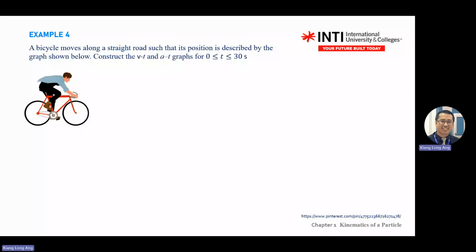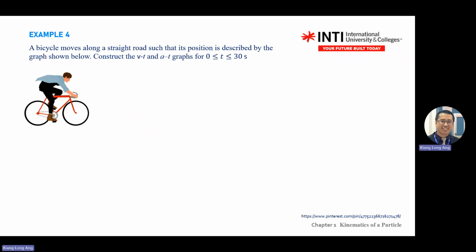Okay, now let's say you have a bicycle that moves in a straight road. Again, when you look at the question, if you see something straight, then it's a chapter 1 question, because it's a rectilinear motion, right? Shown below, it means this tutorial question gives you a graph. Construct v-t and a-t graph for time from 0 to 30 seconds.